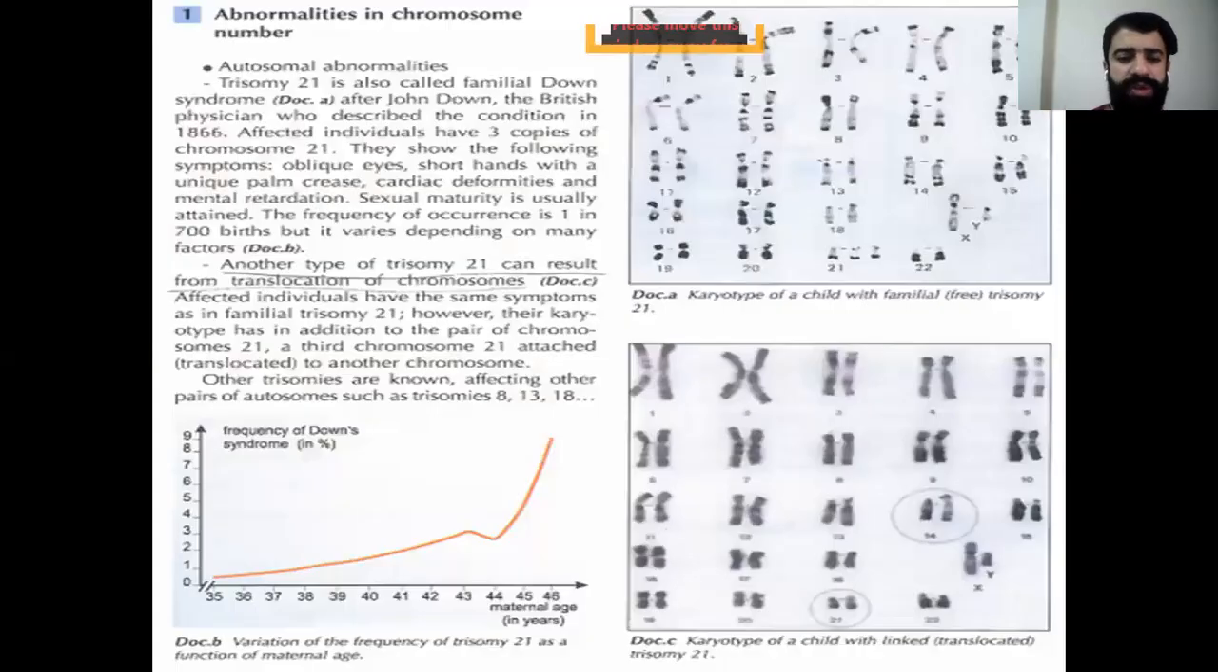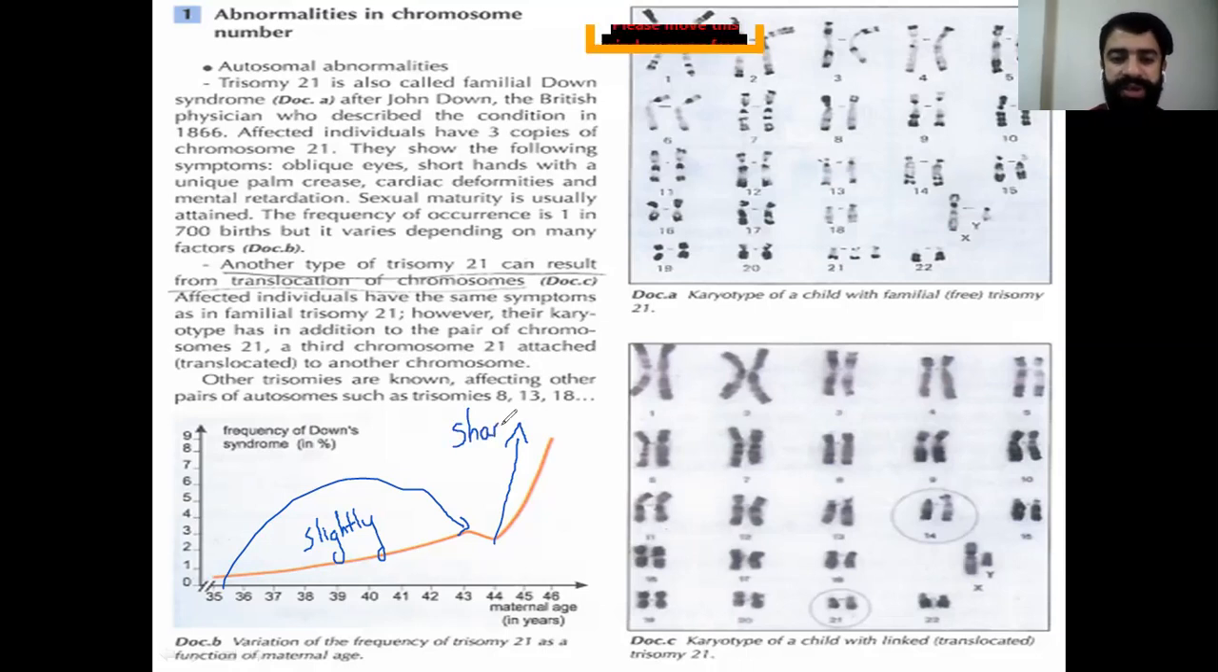So you move to the books. We said that in document B, as the maternal age increases from 35 to about 43, the frequency of Down syndrome increases slightly, to reach about 2.8%, while as the mother's age increases from 44 till 46, the frequency increases sharply to reach about 8%. So as the age of the mother increases, the risk or the percentage for Down syndrome will increase, and it will increase the chance of having a child affected with Down syndrome.